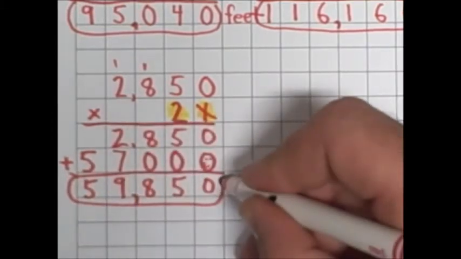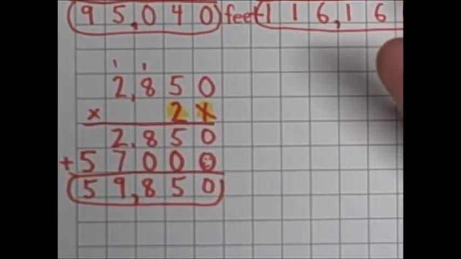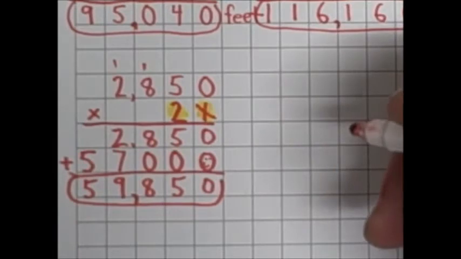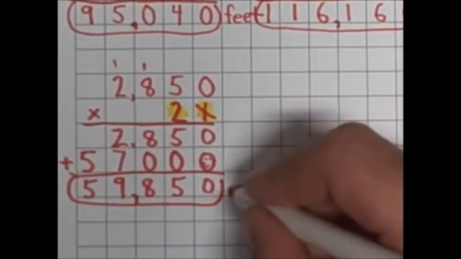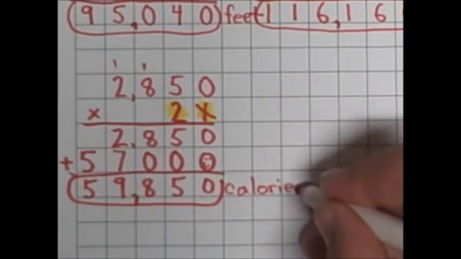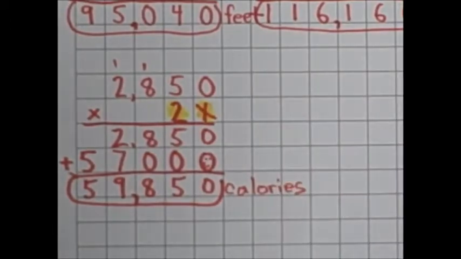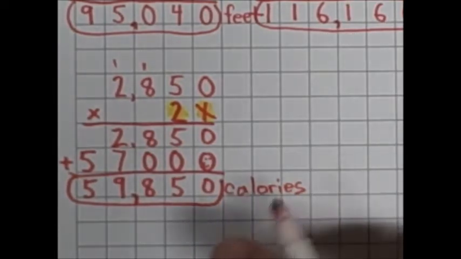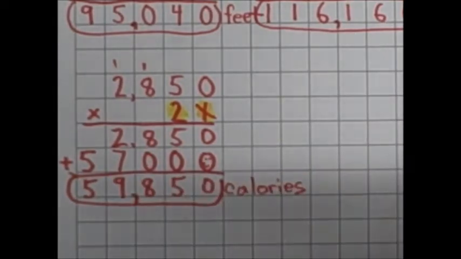Circle your final answer. If you're ever unsure of your label, go back and reread the question. How many calories would a customer consume in 3 weeks? So right there, just taking the time to reread that question told me what my label is. So my answer is 59,850 calories in the 3 weeks.